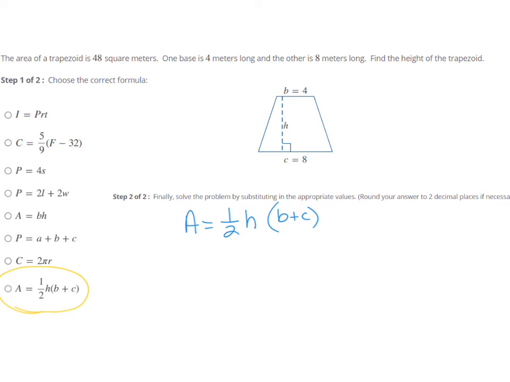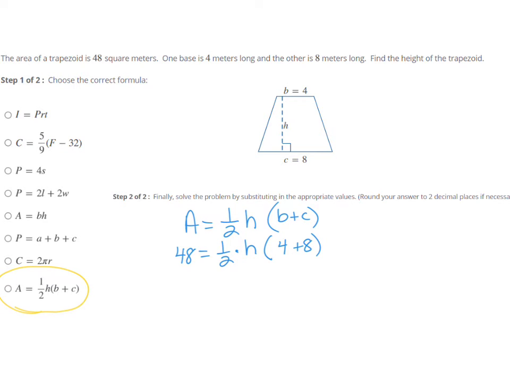So let's fill in everything we know. We already know that the area is 48, equals 1/2 times the height. That's what we're looking for, so I'm going to leave that as an H. But we know the two bases. One of the bases is 4 and the other base is 8. So I'm going to add those up.